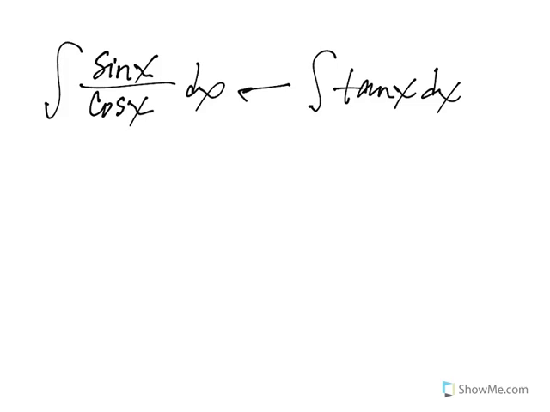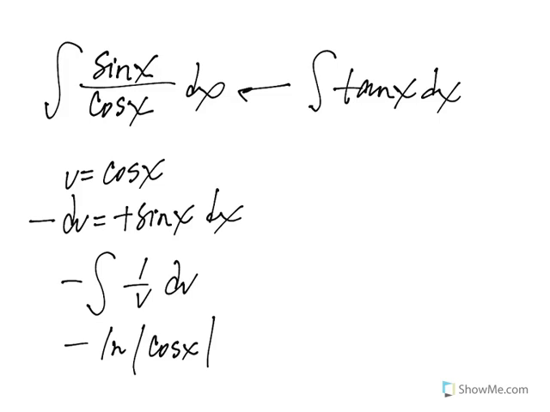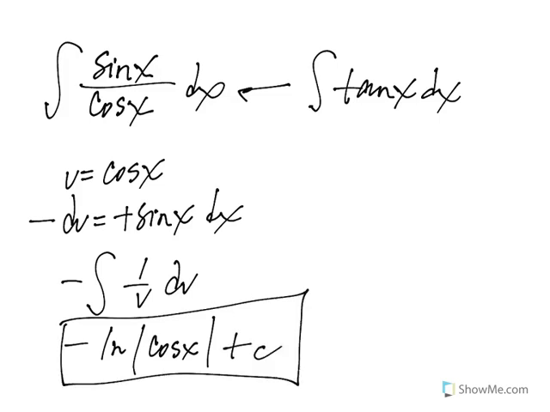I'm going to use this form rather than the tan. U is equal to the cosine of x. When I derive that, I get the negative sine of x dx, which is close. I just don't need the negative, so I divide both sides by -1. And now I'm good to go. I get the integral of 1 over u times negative du, which gives me negative natural log times the absolute value of the cosine of x plus c, which happens to be the integral of the tangent of x.